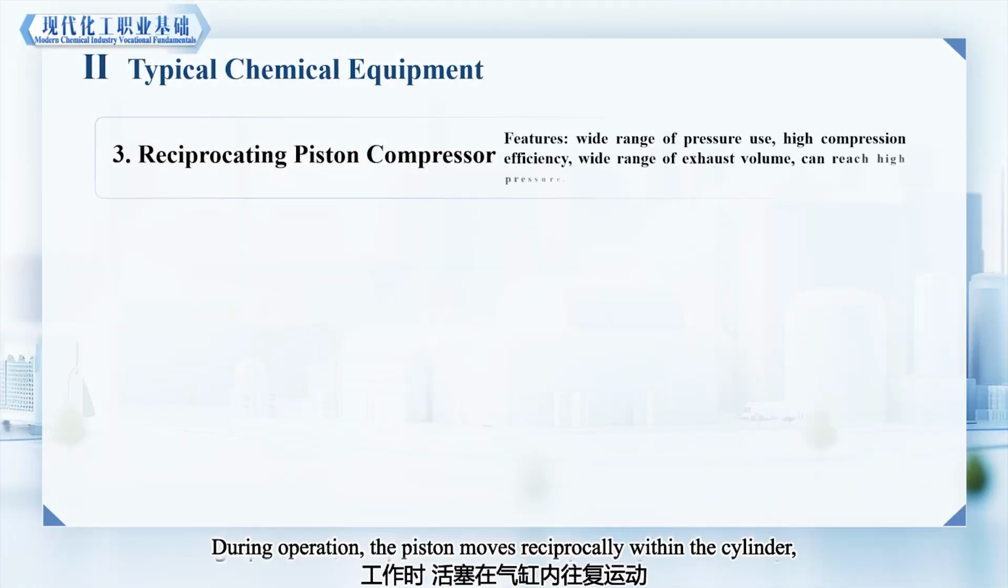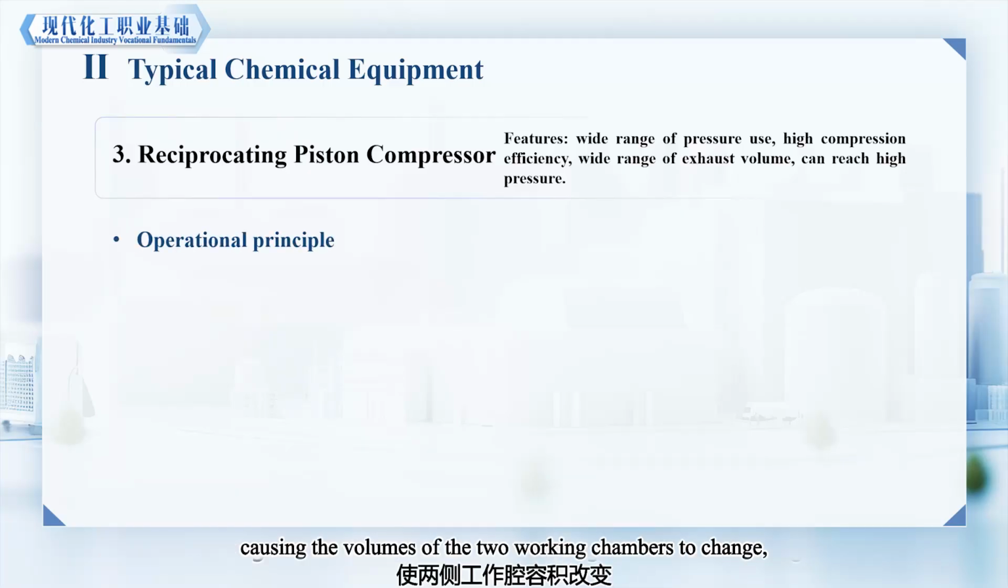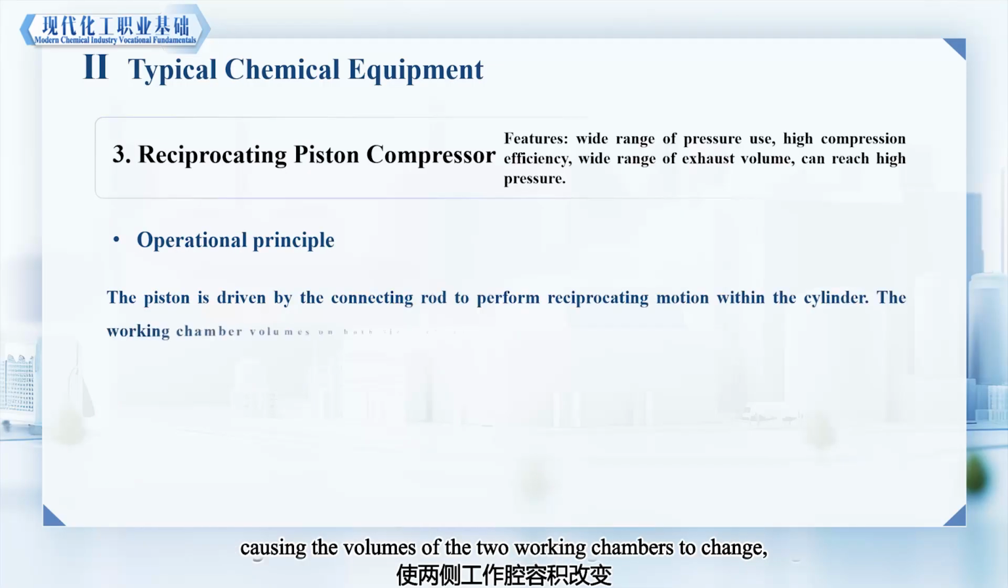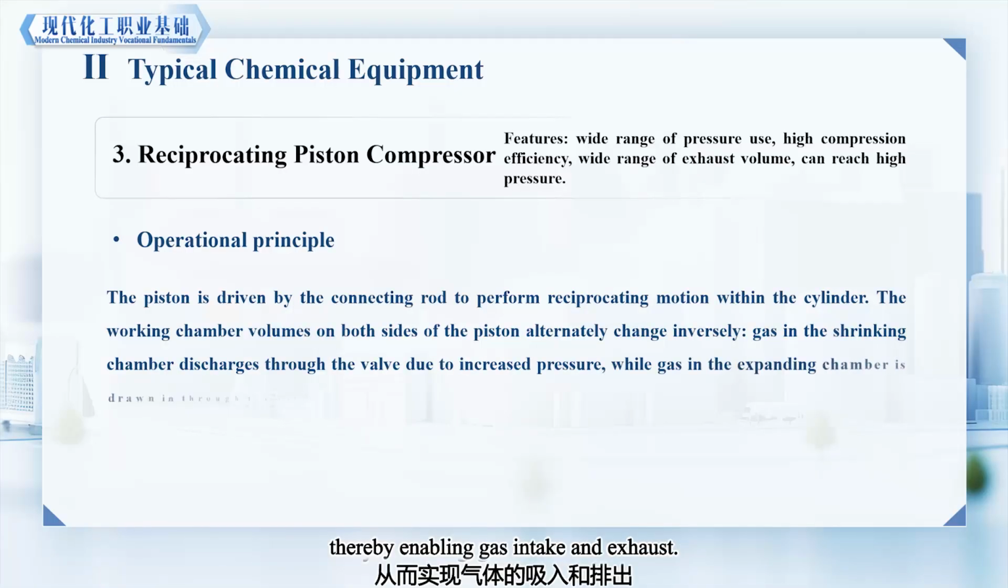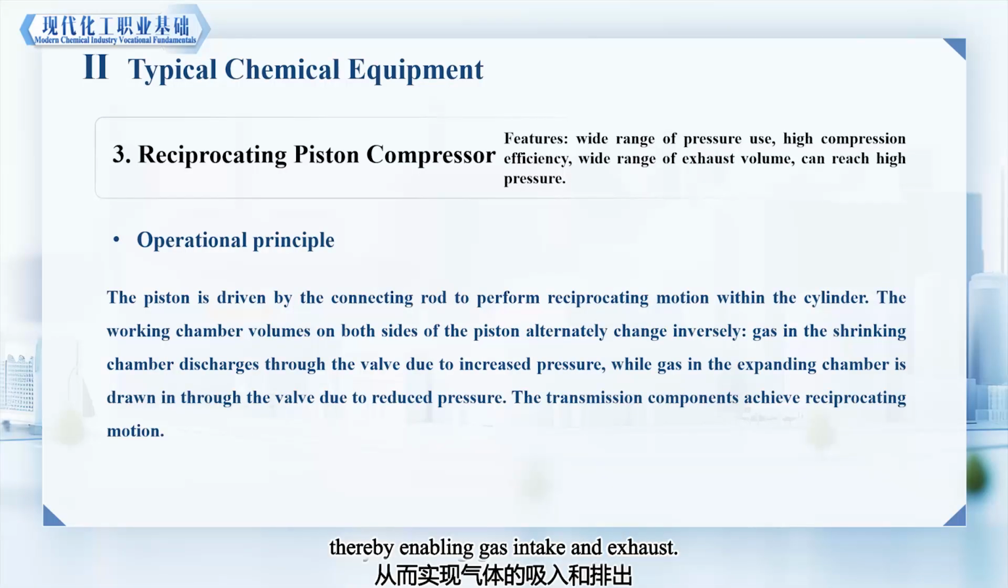During operation, the piston moves reciprocally within the cylinder, causing the volumes of the two working chambers to change, thereby enabling gas intake and exhaust. For example, in natural gas transportation, a compressor is needed to raise the gas pressure. Reciprocating piston compressors have a wide operating pressure range and high compression efficiency, capable of achieving very high pressures.